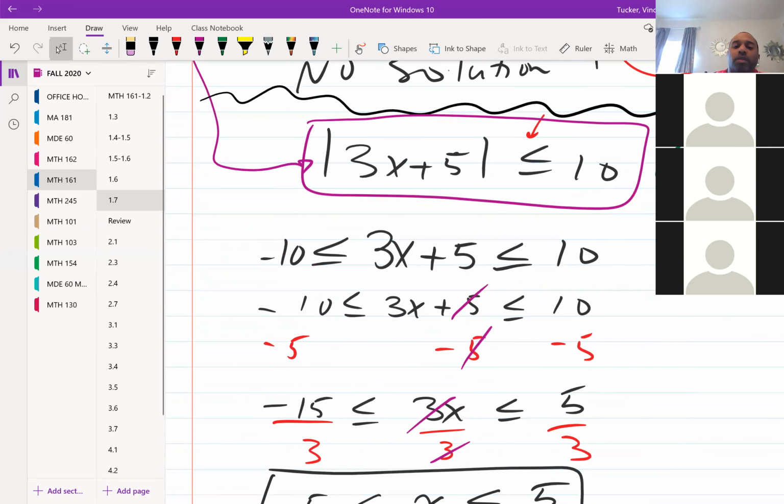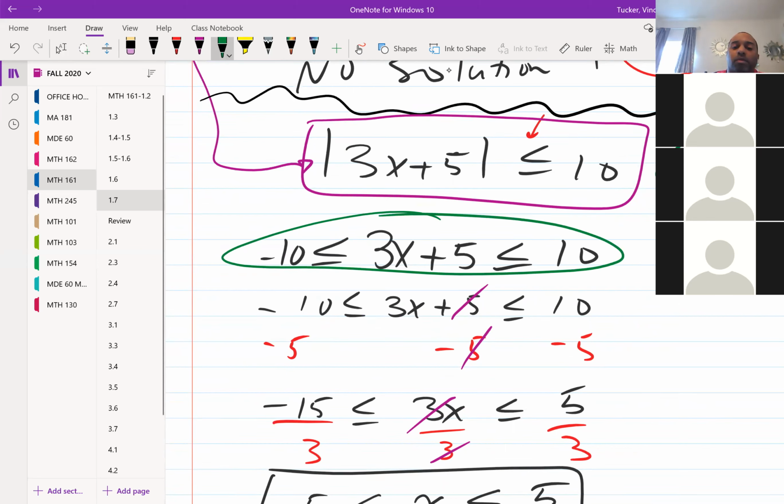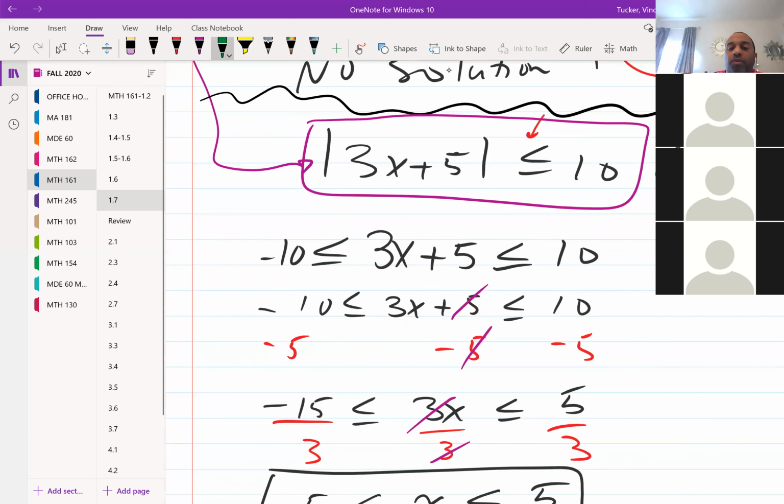So don't forget, if it's less than, then we'll set it up this way. 3x plus 5 is greater than or equal to negative 10 and less than or equal to positive 10. So we subtract 5 from each part.